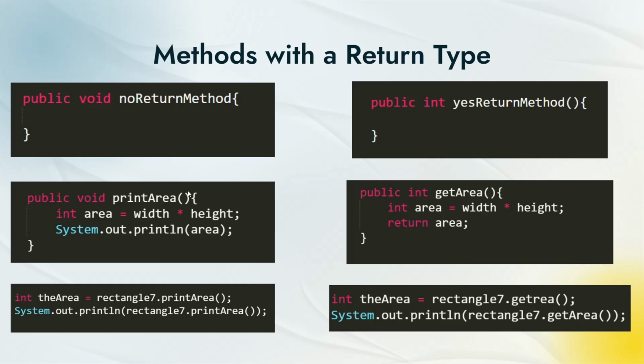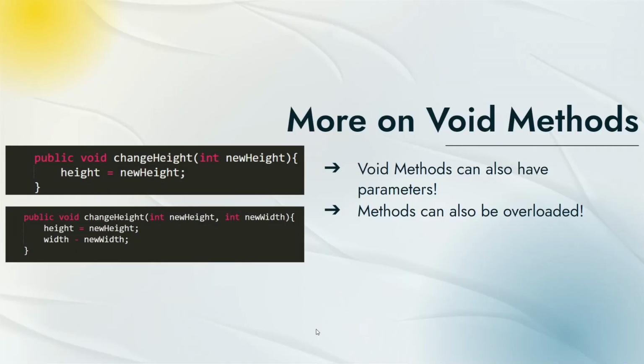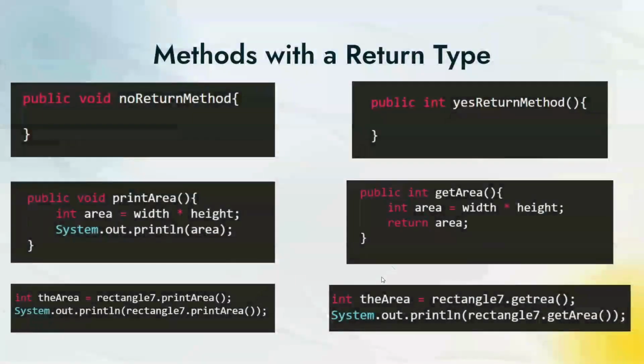So in this case, on the left we said public void printArea, and I said int area equals width times height, System.out.println(area). We already saw this method a couple slides ago. But what if I wanted to get the area and store it in a variable? I can just say public int getArea and said the same thing, int area is width times height, and instead of printing the area, we can return the area.